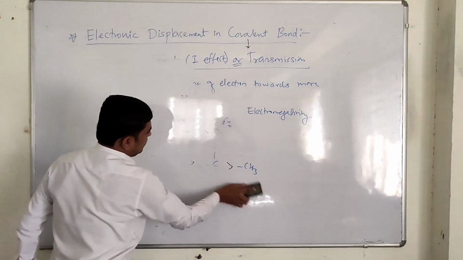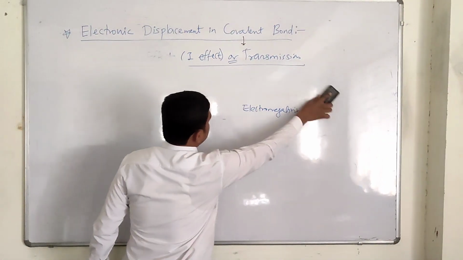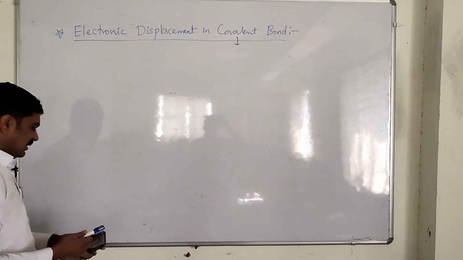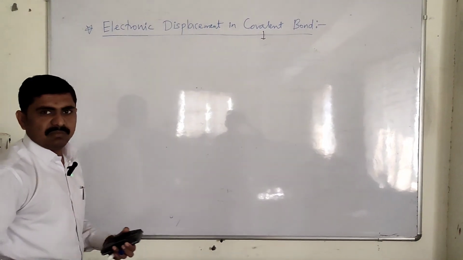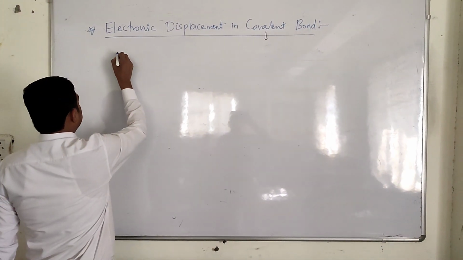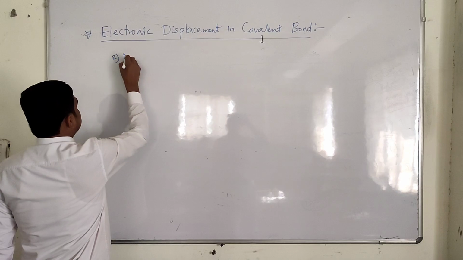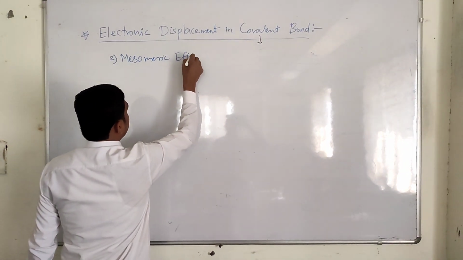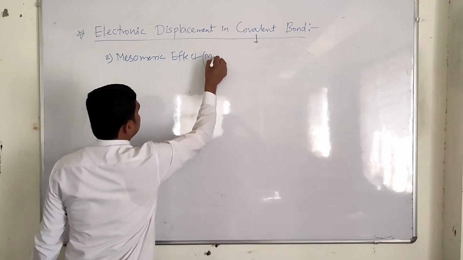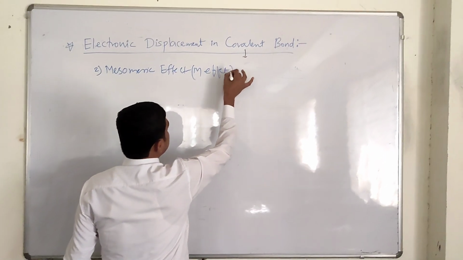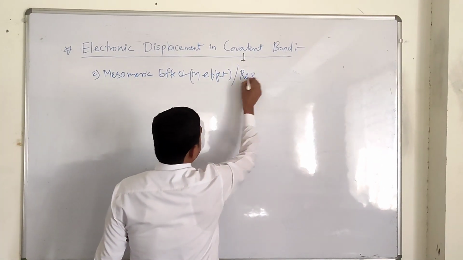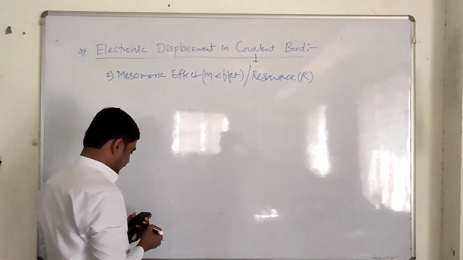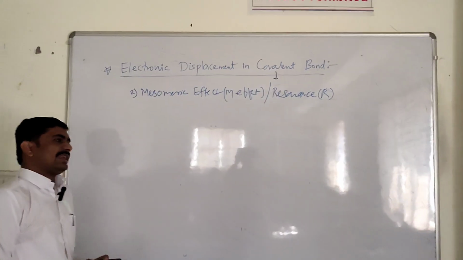The next effect we will see is the mesomeric effect, also called resonance. But there is a slight difference: resonance is a broader concept as compared to the mesomeric effect. Second is the mesomeric effect, or it is called the Young effect, or we can say it is resonance, the R effect. So what is the resonance or mesomeric effect?